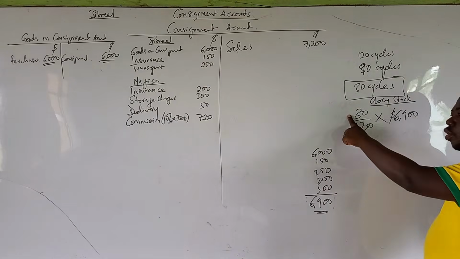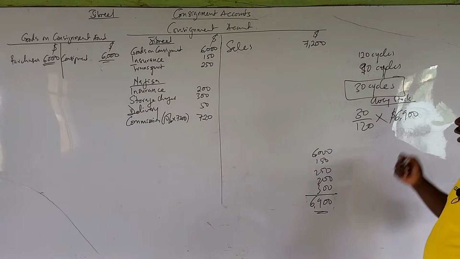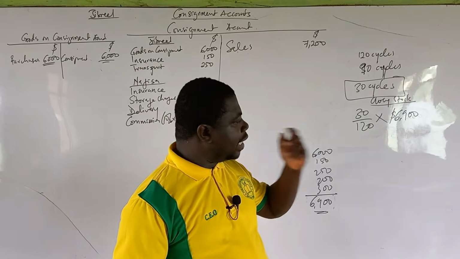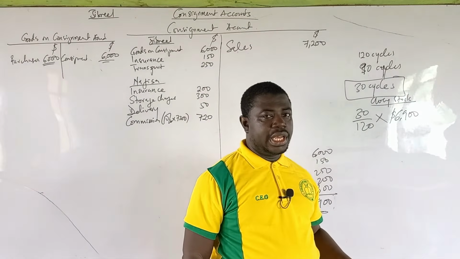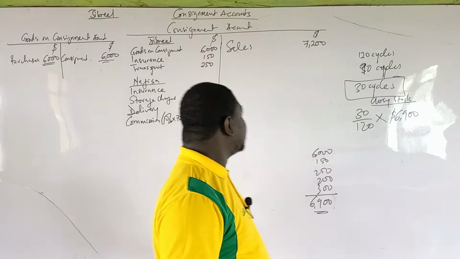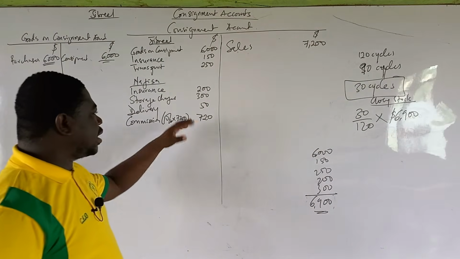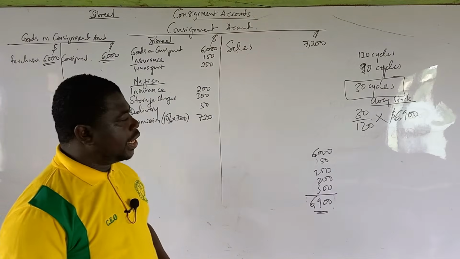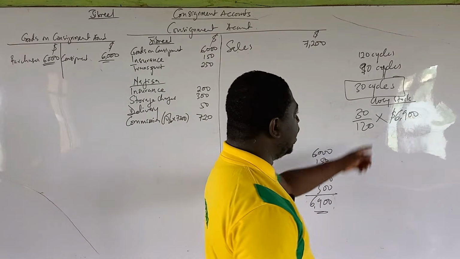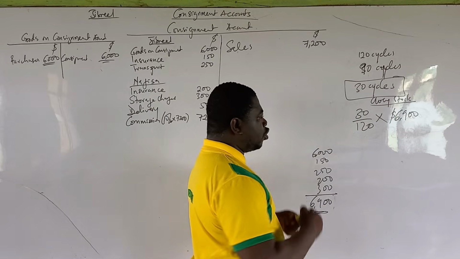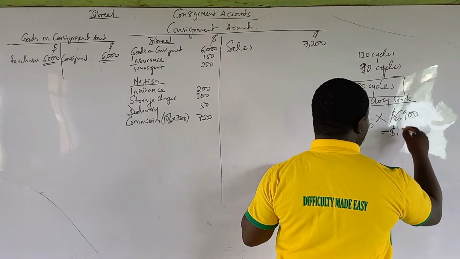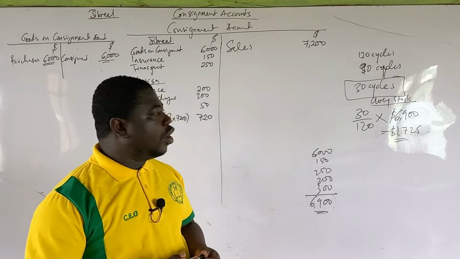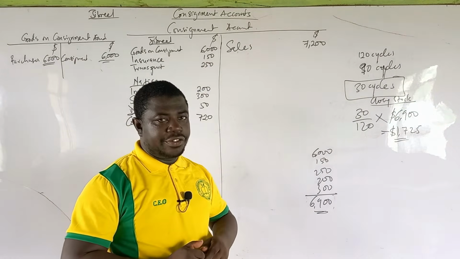The remaining stock over the total stock times the total direct and indirect expenses incurred that are related to the goods consigned. The only exclusion is the expenses that are of a marketing nature. And therefore, 30 over 120 times 6,900 is going to give us $1,725. So this becomes the value of our closing inventory.